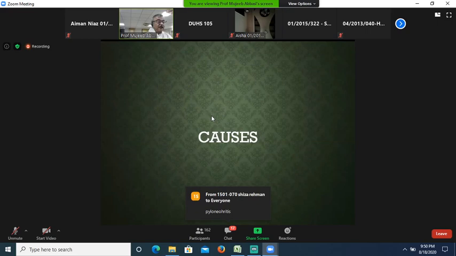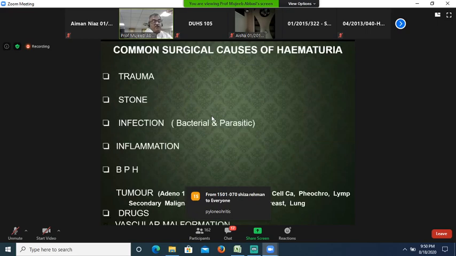Now, trauma would be the first one. Second is the stone. Third one is infection, bacterial or parasitic, leishmaniasis and all those bladder parasites. Inflammation, especially in old age females. It's called inflammation of the bladder, cystitis. In male patients, benign prostatic hypertrophy would be that one.